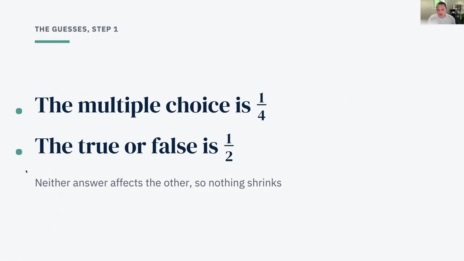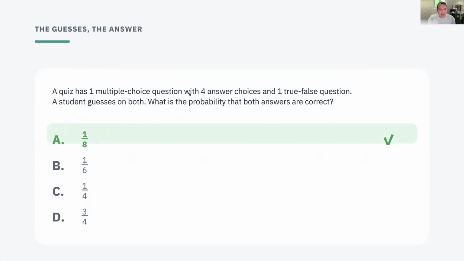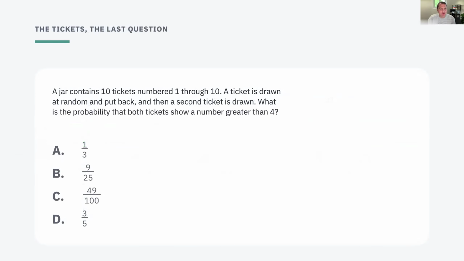So we had multiple choice, one fourth. Just to recap, true, false is one half. Neither affects the other. That's the other important part. We'll talk about independence at some point, but that's the idea. So we would get one eighth, and they came out of different pools, so they're independent. It's just answer choice A in that case. Let's go on to the next one.